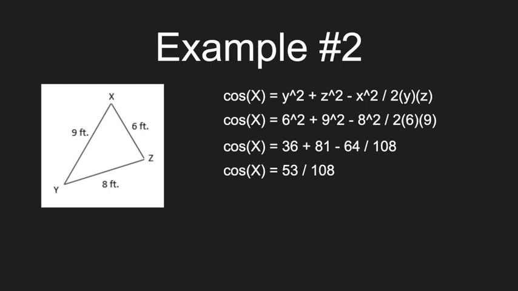Now, since we want x by itself, we need to do the inverse cosine to move the cosine to the other side. Then we get the equation x equals inverse cosine of 53 over 108. Once you plug that in and get the value, you get 60.6 degrees.